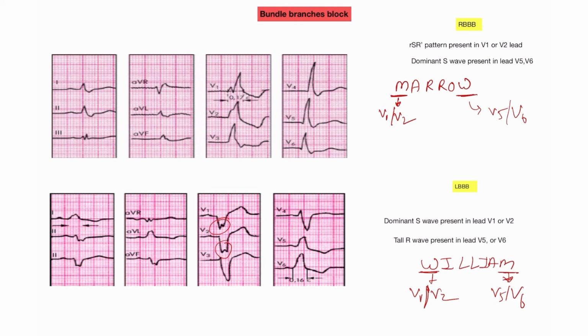Here in the ECG you will see the M-like pattern. If any ECG shows a W-like pattern in V1 and V2, then this is left bundle branch block, and if an M-like pattern appears in V1 and V2, then this is right bundle branch block. So this is the difference between left and right bundle branch block. Please learn the ECG, it's very important.